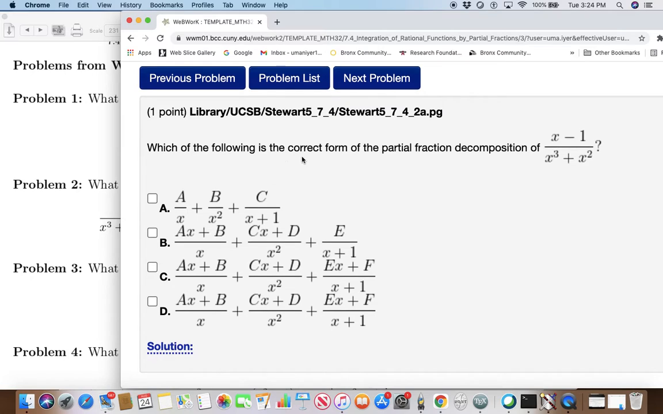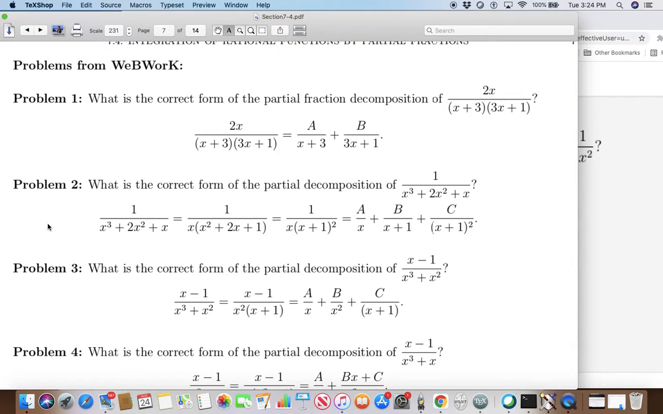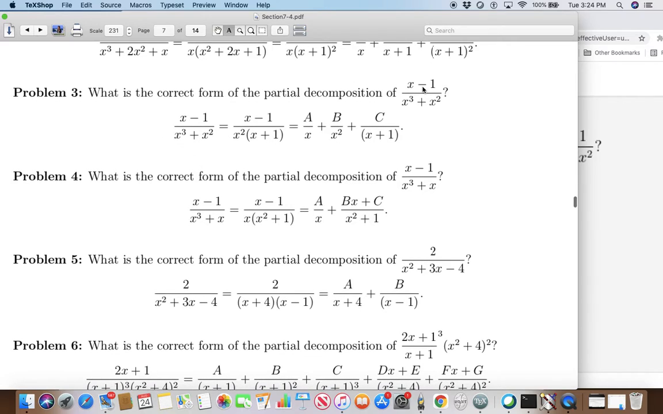Next. Which of the following is the correct form of the partial fraction decomposition of x minus 1 over x cubed plus x squared? So I need to factor the denominator. Notice x squared comes out common. What's left is x plus 1.